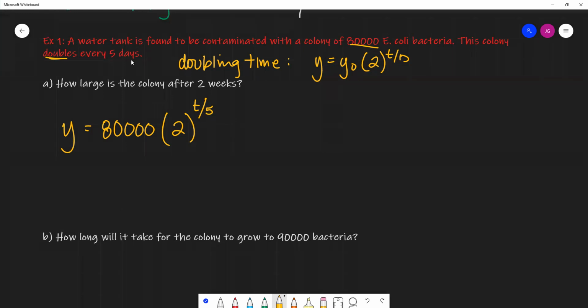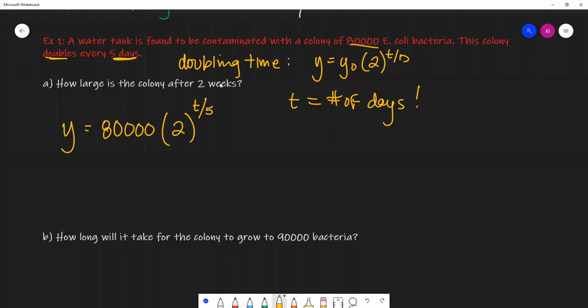Your units should always match up with the doubling time. So if my doubling time is in days, then whatever I plug in for t needs to be days. So maybe even writing yourself a note will help you. In this case, it's the number of days, and you always know that by looking at the units in your doubling time, okay? In this case, it's days, so t should be in days.